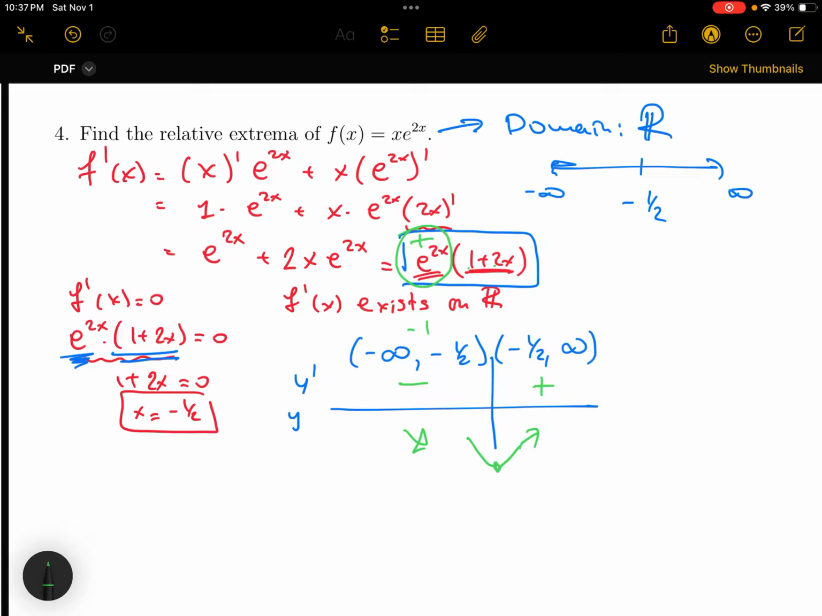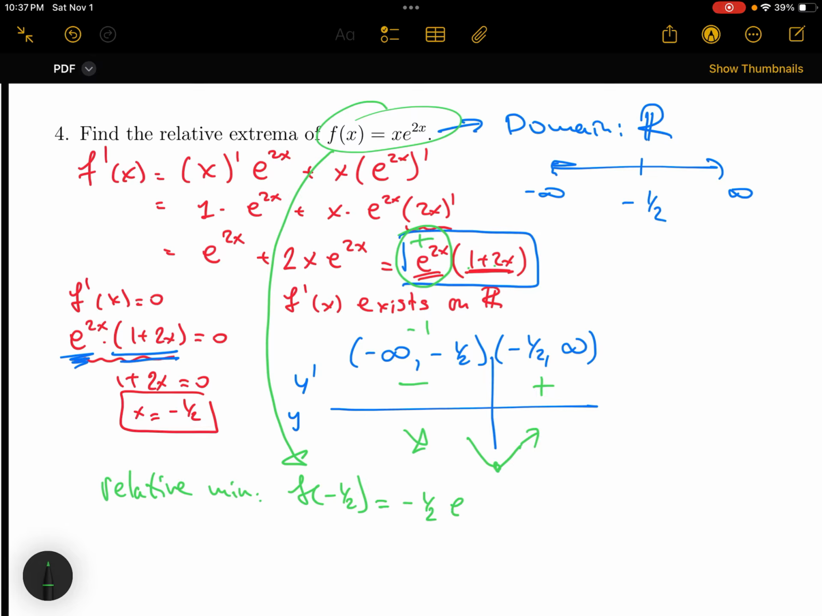And here what do we have? We have a minimum, so the relative minimum is f of negative 1/2. Be careful, I'm evaluating the function f, and that's negative 1/2 times e to the power of 2 times negative 1/2. Negative 1/2 times e to the power negative 1. You can write it like this or like this, really doesn't matter. These two cancel out, that's how we got e to the power negative 1. And this is the relative minimum.